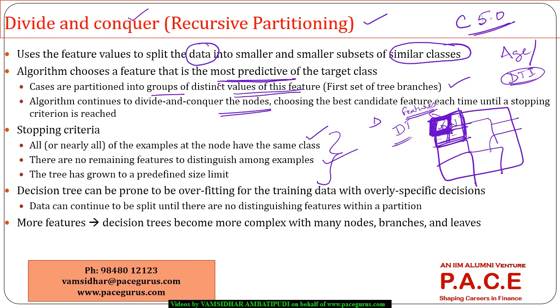Or there are no more features. All the features I have used to classify people, so I don't have any more features to break down this data. Then also I can stop. Or the tree has already grown to a predefined size limit. So I say let the tree be 4 layers, 5 layers. I have predefined the size limit, and once it has gone 3 layers deep or 4 layers deep, I want to cut off the tree. This is where I can come out with a stopping criteria, and this is where the divide and conquer process is going to stop.